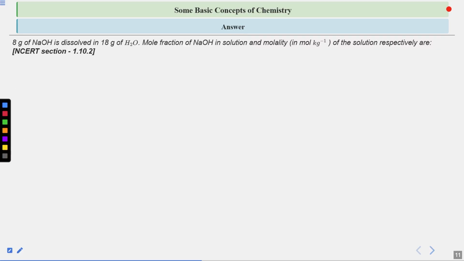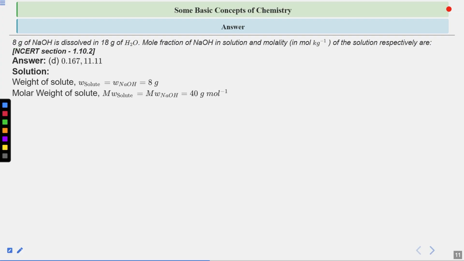So what we have to do here is to calculate the mole fraction and the molality. How will we do it? Those who have answered it, the correct answer is D. First of all, we will calculate the mole fraction. What is the data that we are given? We are given the weight of NaOH, which is 8 grams.